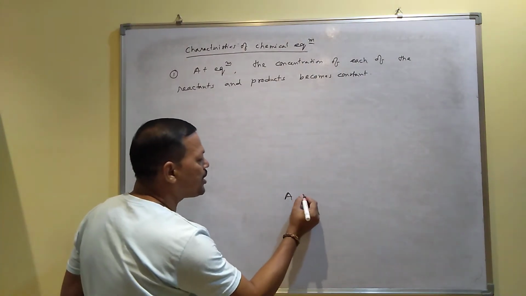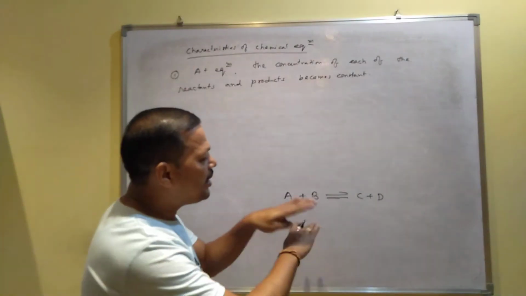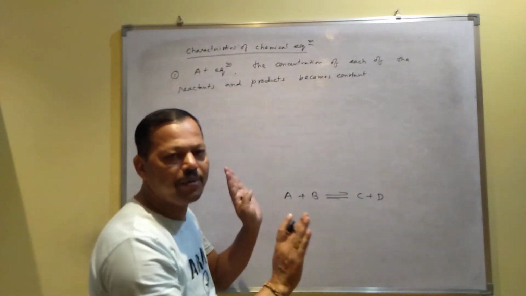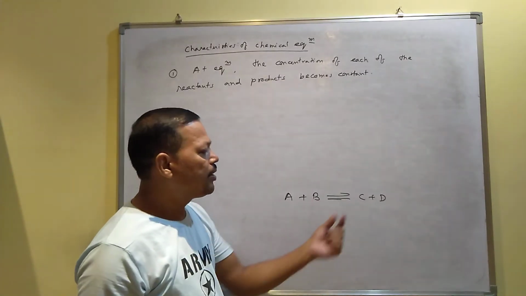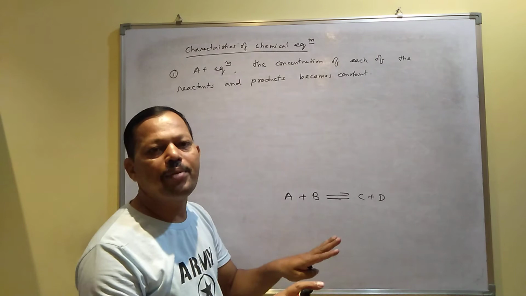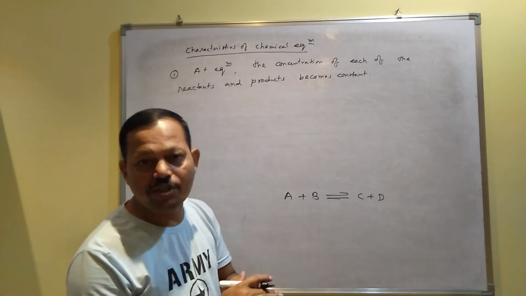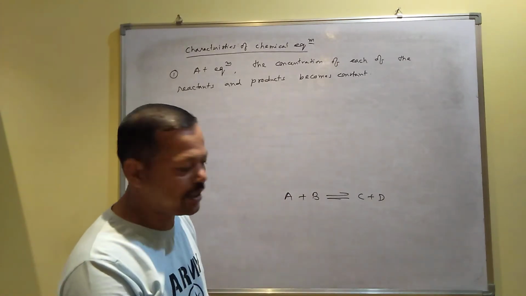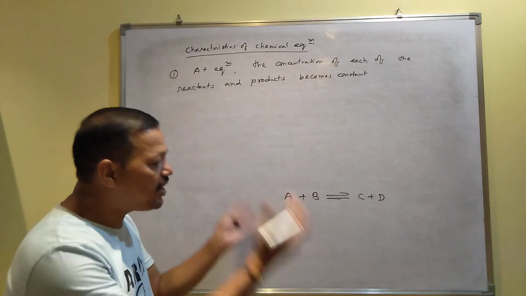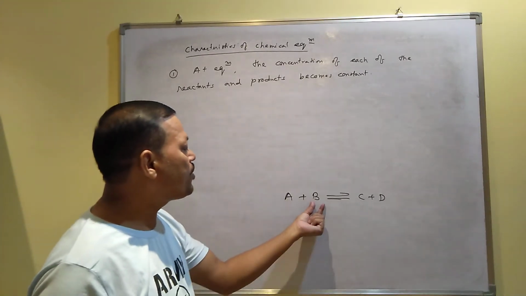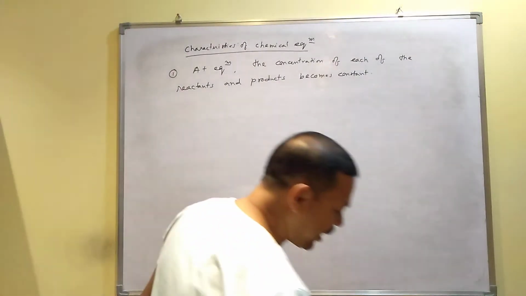I mean, suppose A plus B gives C plus D. This is one reversible reaction. When the reaction gains the equilibrium state, I mean when the rate of forward and rate of backward reaction become the same, then at that state the concentration of A, the concentration of B, the concentration of C, and the concentration of D will remain the same. The concentrations of the reactants and products become constant. There will be no change when it gains the equilibrium state. So before gaining the equilibrium state, there will be some change in the concentration of reactant and product, but after gaining the equilibrium state, the concentration of each reactant and each product remains the same. This is one characteristic.